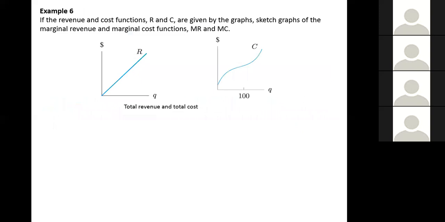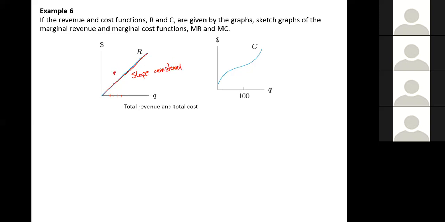If the revenue and the cost functions R and C are given by the graphs, that's revenue, that's cost, sketch the graphs of the marginal revenue and the marginal cost, MR and MC. Okay, revenue. Looks like a nice linear function with a constant slope, because the slope is the same for every single point. If I plot the tangent line, which is actually tangent to the line, it is the same line. That means this slope is constant.